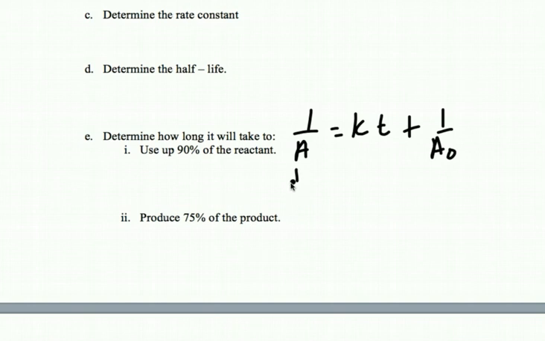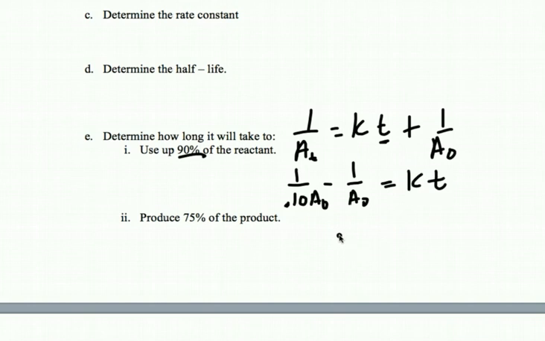Actually going to do this first. 1 over 0.10 a naught, because I'm looking for the time it would take before I would get to 90% of it used up. So that means I have 10% of it left. So my amount at time t that I'm trying to solve for is 0.1 of my original. And we're going to see here in a bit why we want to do that. That gives, minus, I'm going to subtract this, rearrange a little bit, equals kt.